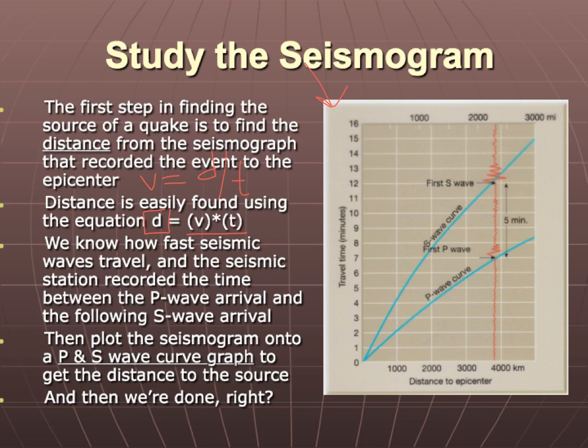Now, I told you a few slides back that we do know how fast seismic waves travel, and the seismic station that recorded the earthquake knows exactly when the P wave arrived, and it knows exactly when the S wave arrived after that. So if you know when the P wave arrived and when the S wave arrived, you know the lag time, the difference between when the first wave arrived and when the second wave arrived. We can then use that lag time to figure out exactly how far away the earthquake was.